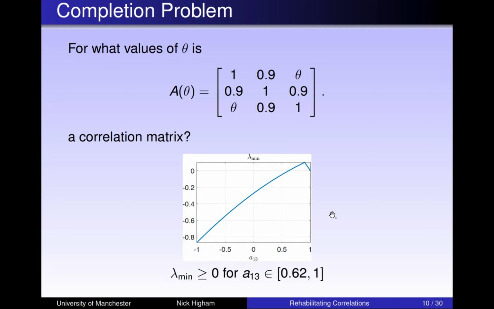Now in this case, I can plot the smallest eigenvalue as a function of theta, with theta going between minus 1 and 1. And we'll see that once theta gets to about 0.62, the smallest eigenvalue becomes non-negative. So there's an interval of possible thetas here, any of which will give us a correlation matrix.